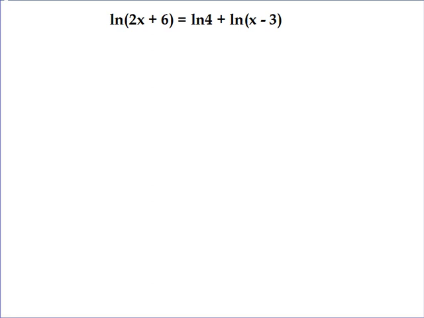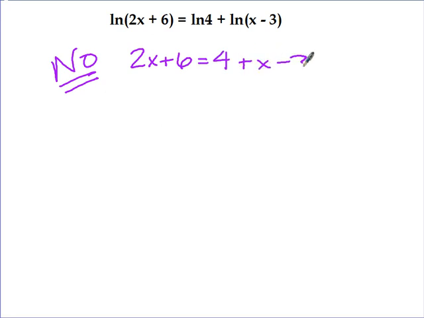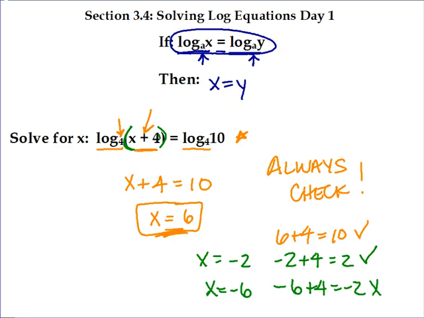What you cannot do, and don't write this down, you cannot just say, oh, 2x plus 6 equals 4 plus x minus 3, I'm just going to get rid of those. Okay? No, you cannot do that. That is not what the property says. If you go back and look at the property, you have to have this be true before you can do that. So again, you are not just canceling out logs or subtracting logs or dividing logs. That is not what we are doing. We have to get it to look like this so that we can do this to help us solve.